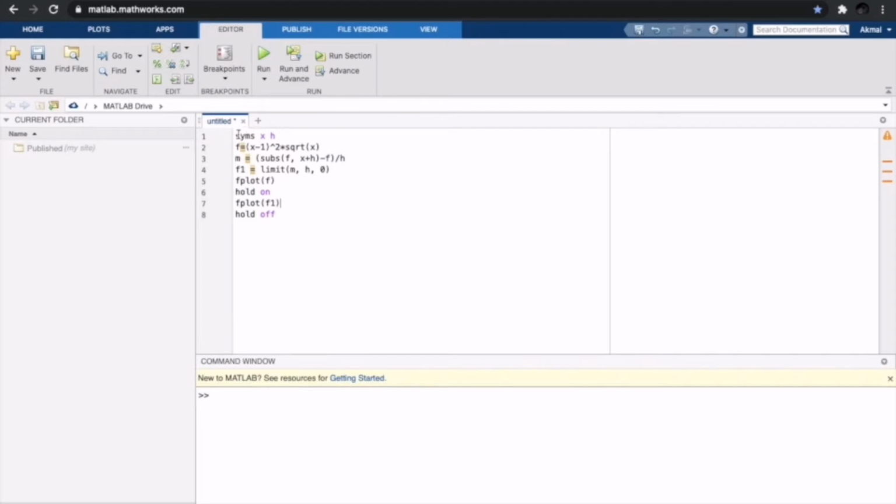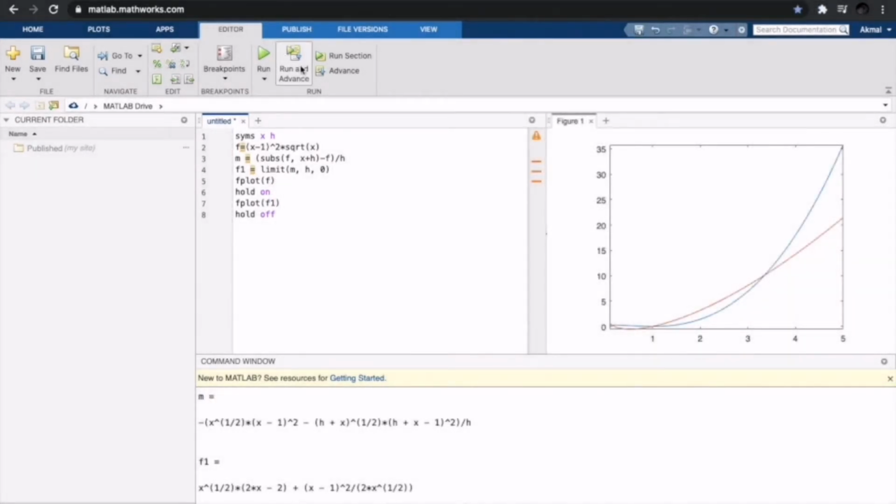After that, we need to put the syms x and h. After that, we put the function, and m represents the substitution, and f1 is for the limit, and fplot f is for the graph, and fplot f1 is for the graph. Press run and advance. We got the answer for the derivative, and we got the answer for the graph right here.